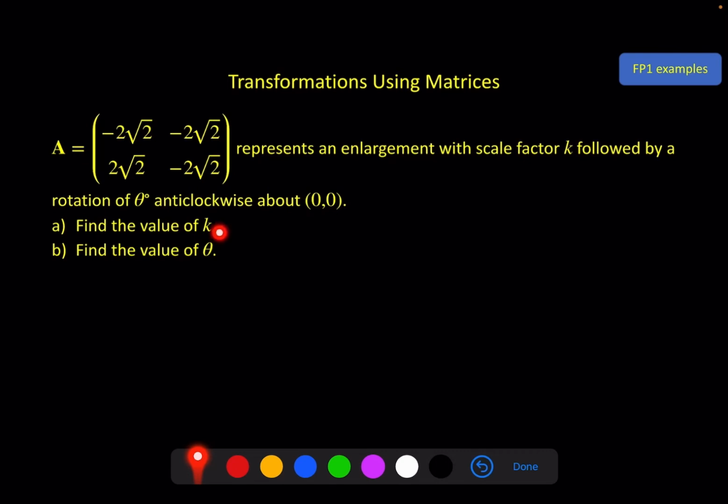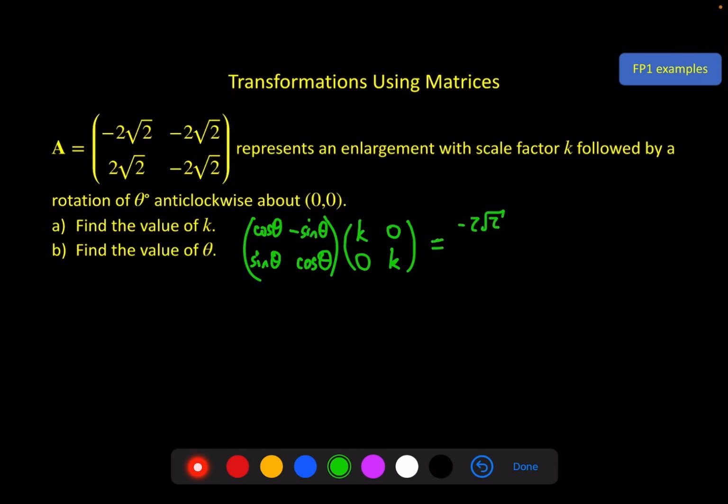We need to find the value of k, the enlargement, and find the value of theta, but there's no easy way to see how to split these two to get this result when you combine them. What we do know, let me write it out like this, the scale factor k looks like this, and a rotation theta anticlockwise, now we do want to remember that horrible mess, is this. And these two together must make the thing we've got given to us in the question.